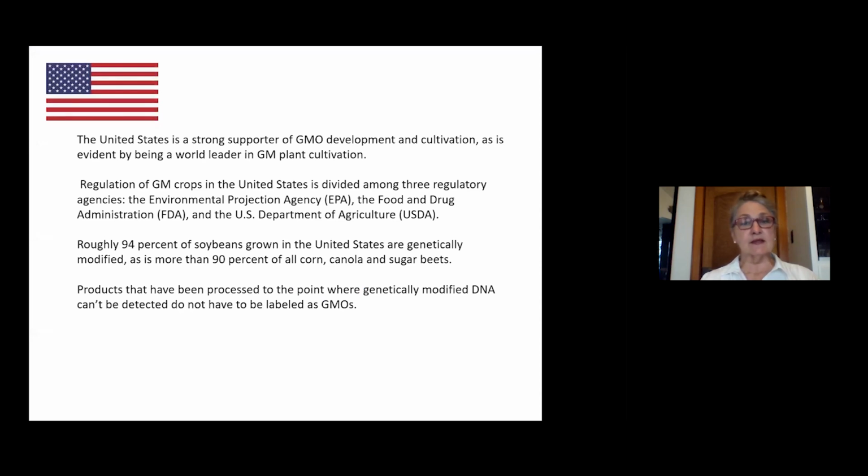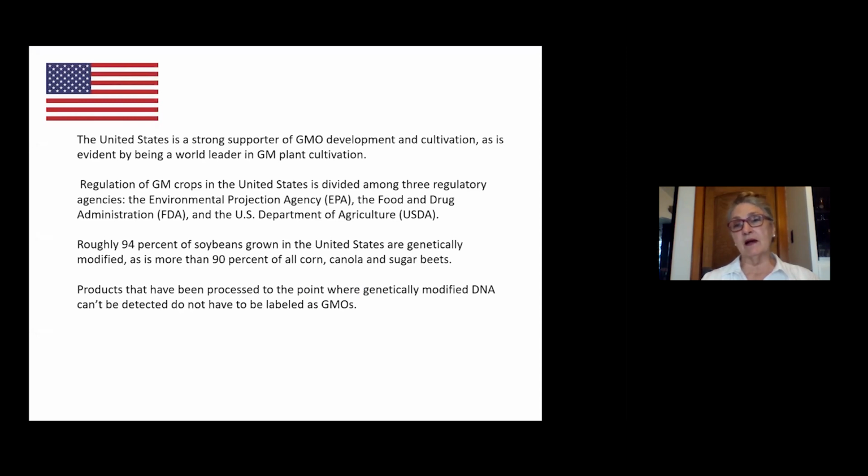The United States is a strong supporter of GMO development and cultivation. And so in our country, our 3 regulatory agencies are looking at this differently. Most of our soybeans, corn, canola, and sugar beets are GMOs. And as long as they are processed to the point that the DNA cannot be detected, they do not have to be labeled as GMOs.